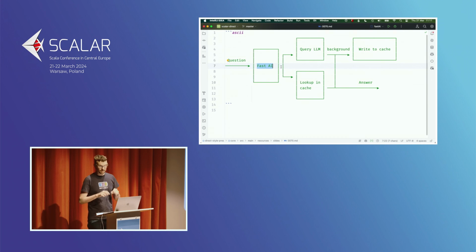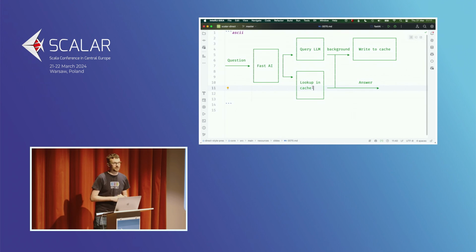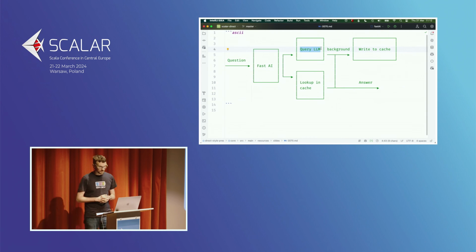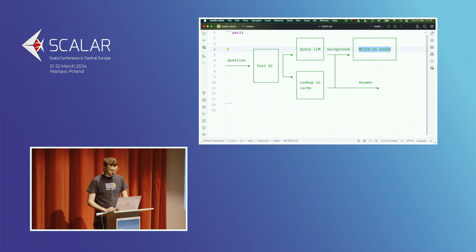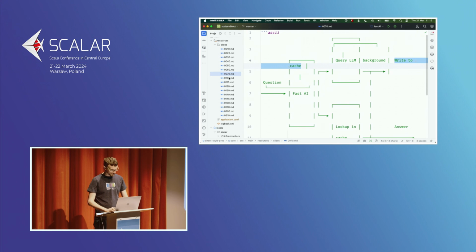So it will do two things concurrently. It will look up an answer to the question in the cache. So if the question was asked previously, we will just return the old answer. And at the same time, we will query an LLM to actually generate an answer for us. And then we return the answer to the user. And if we have generated a new answer, we also write the answer to the cache in the background. So a simple application, but a couple of things will be happening there so that we can demonstrate things.